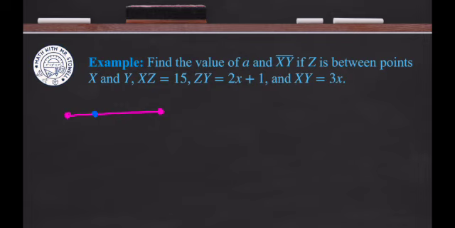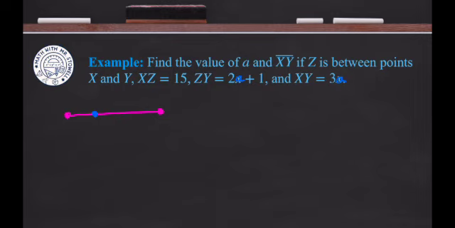Here's a question. Find the value of A and set line segment XY if Z is between points X and Y and XZ equals 15, ZY equals, that's supposed to be 2A plus 1, and XY is 3A. Okay, the X's I put in the equation, I messed up. I need to make sure I fix that for next time around.